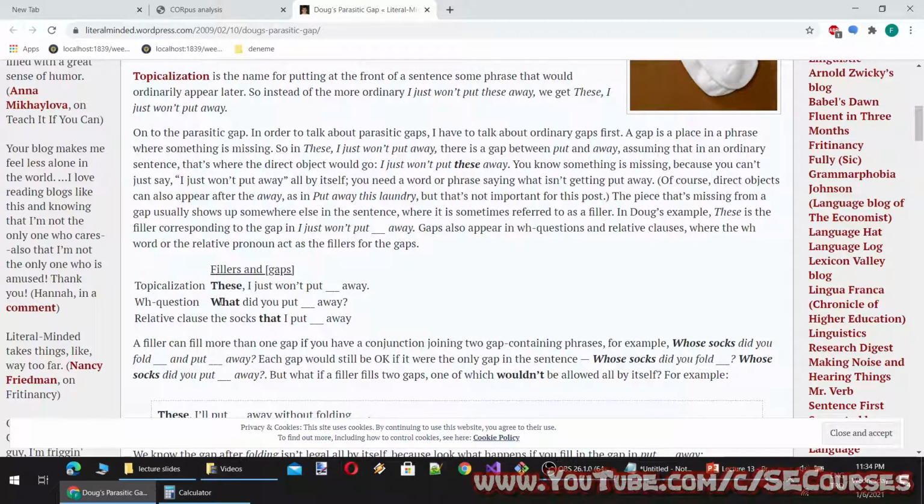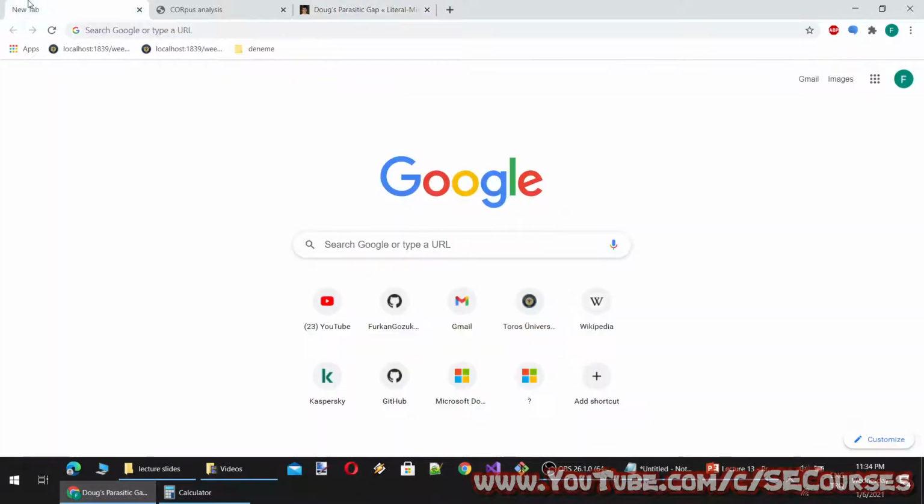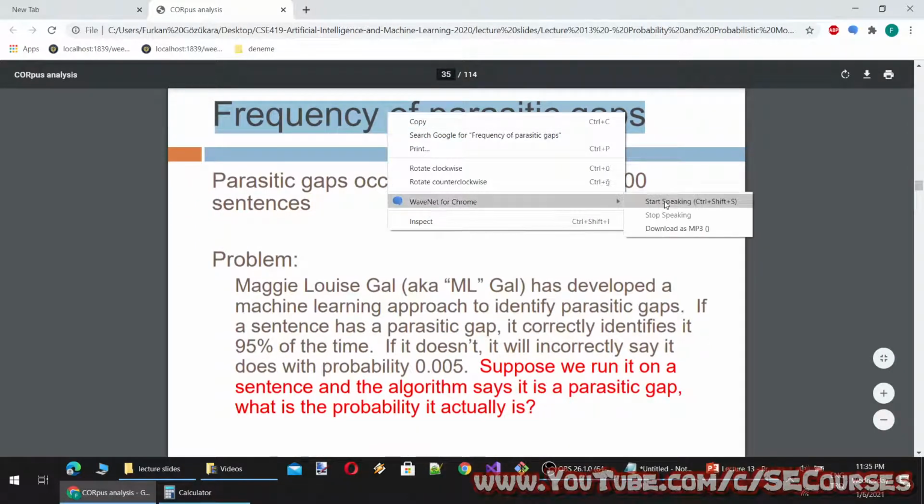WH question: what did you put away? Relative clause: that sucks that I put away. Okay, anyway, this is not that important. Now let's return to our topic.